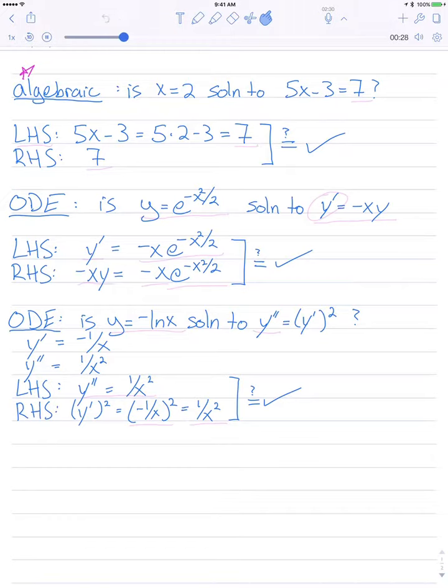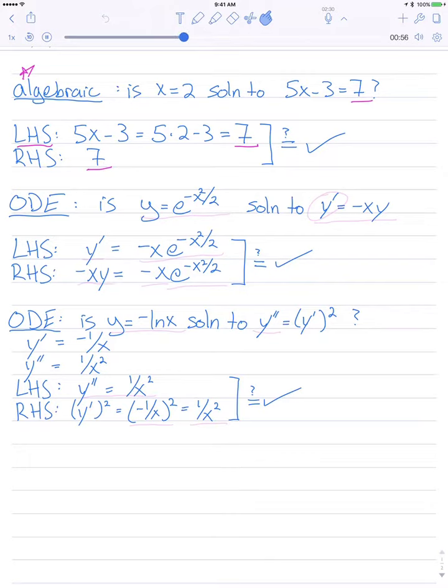So if you plug into the left-hand side, right, you have to evaluate 5x minus 3. You plug in 2, it's 5 times 2 minus 3, that's equal to 7. Okay, then you have to plug into the right-hand side. Here, it so happens that there's nothing to plug in. The right-hand side is already just equal to 7 up here, right? So then you have to check, is the left-hand side 7 equal to the right-hand side 7? It is, and so x equals 2 is indeed a solution.